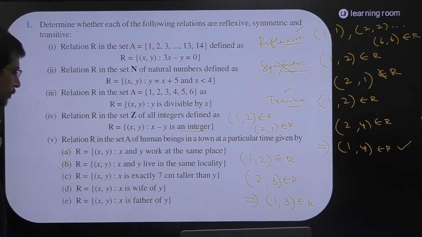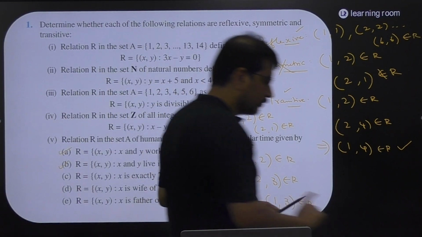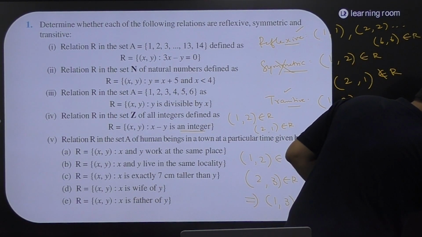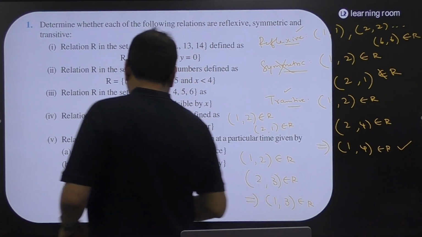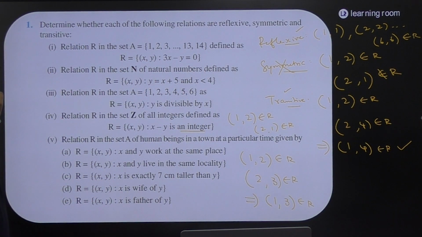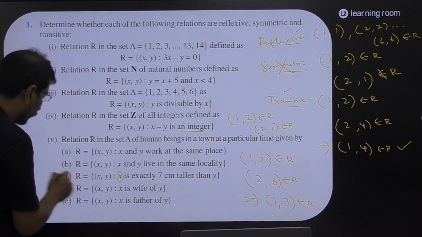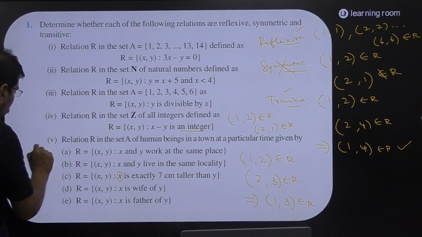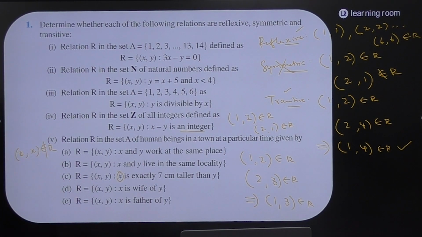So, what about D? X and Y live in the same locality. Same. What about X is exactly 7 centimeters taller than Y? So it's not reflexive because of what reason? So one person cannot be taller than himself. So in this, X comma X does not belong to R. Obviously, one cannot be taller than himself.